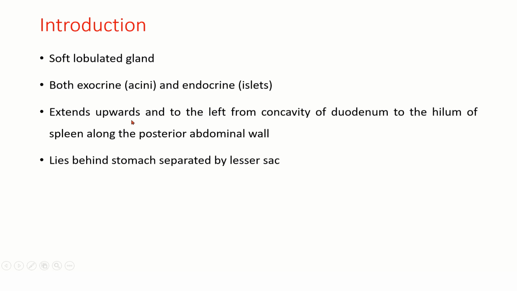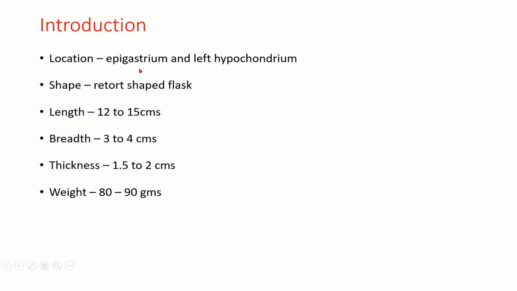So location, it extends upwards and to the left from concavity of duodenum to the hilum of the spleen along the posterior abdominal wall. Lies behind the stomach separated by lesser sac. So it occupies posterior parts of the epigastrium and left hypochondrium. It is retort shaped, flask like, and length is approximately 12 to 15 centimeters. Breadth is 3 to 4 centimeters and thickness is 1.5 to 2 centimeters. Weight is approximately 80 to 90 grams.